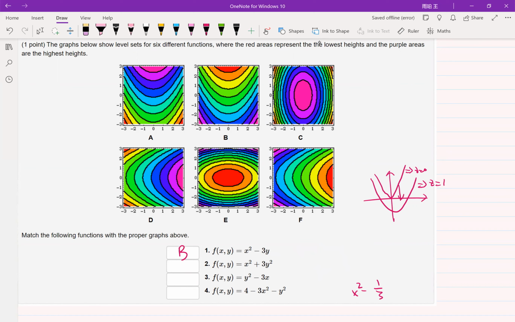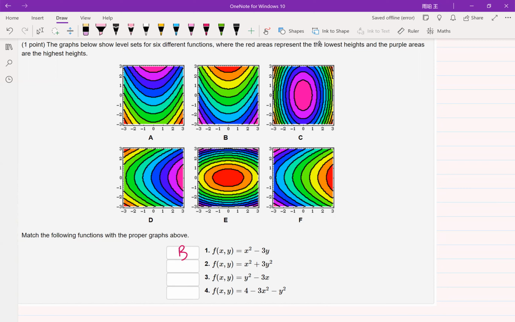Okay, so let's look at the second one. The second one is x squared plus 3y squared. Immediately we know that it's going to be a sort of oval. If you plot this with several points you can convince yourself of that. Then we can eliminate options A, B, D, and F. Okay, so there's C and E left. So how do we convince ourselves which one is exactly question number 2?